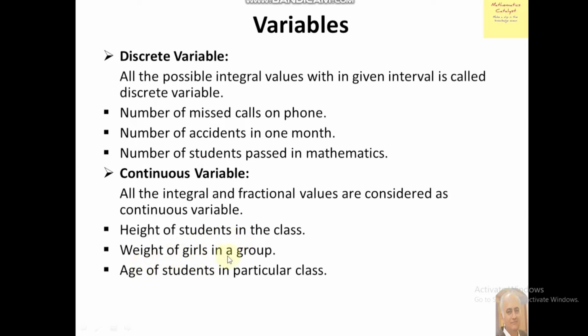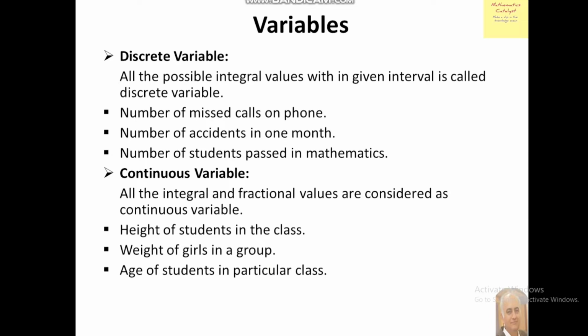After that, the weight of the girls in a group. So you are measuring the weight with respect to kilograms, and after the point you can take grams also. So the weight of the girls in a group and the age of the students in a particular class can be represented in the form of years, months, and basically days and hours or anything. The age of the students in a particular class can also be represented in the form of fractions. So all the integral values, including the fractional values, are called continuous variable.